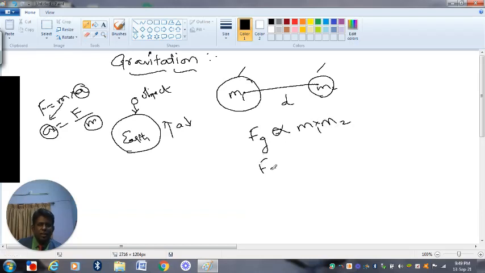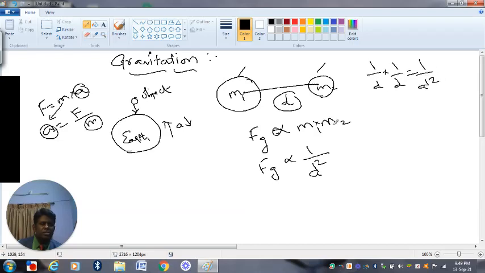And similarly, force is inversely proportional to the square of the distance between them. It is because whenever the distance is increased, the force between these two will decrease. When you look at mass 2 with respect to mass 1, there is a distance d, and similarly mass 1 with respect to mass 2, there is another distance d. Therefore, 1 by d into 1 by d is equal to 1 by d square. This is called the inverse square law. These two are equations of the force of gravitation.